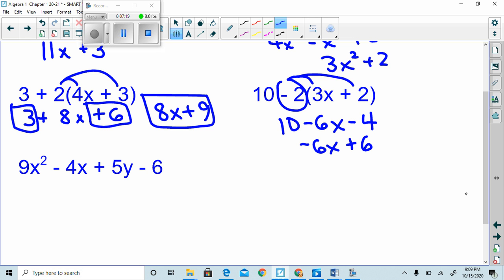One more problem to look at, and I see that I have a 9x squared minus 4x plus 5y minus 6. If I were asking you to simplify this, hopefully you realize you can't. There are no like terms. It's already in simplest form. What can I do with an expression like that? The only thing I can do is evaluate it if I give you the values of x and y.